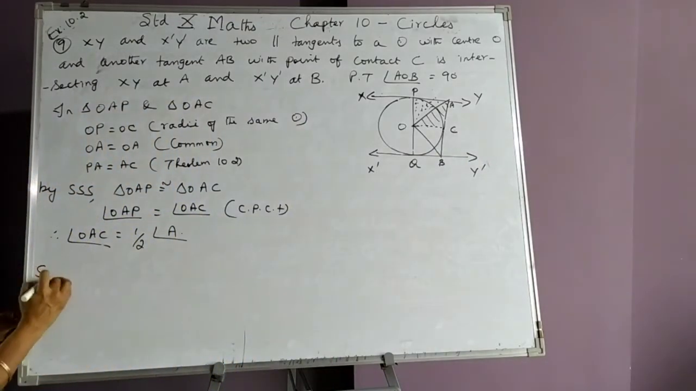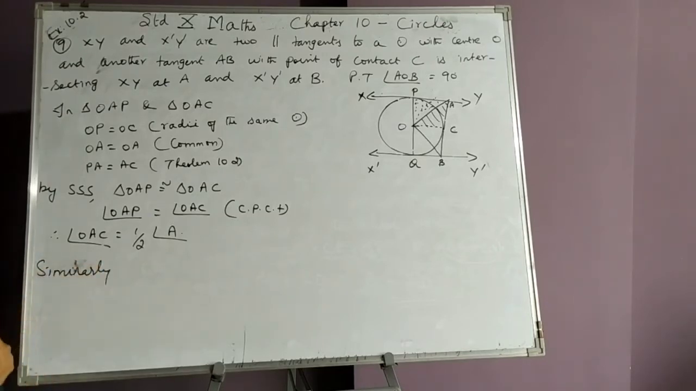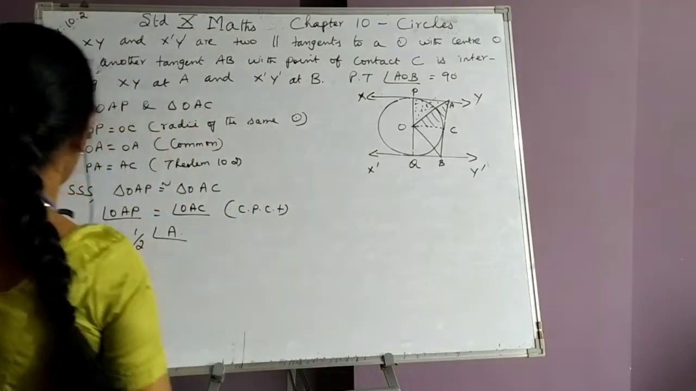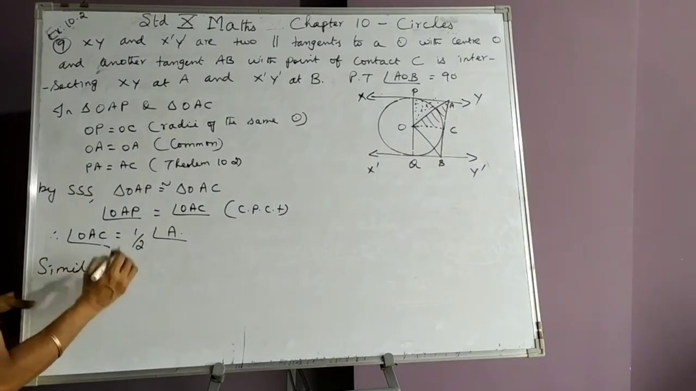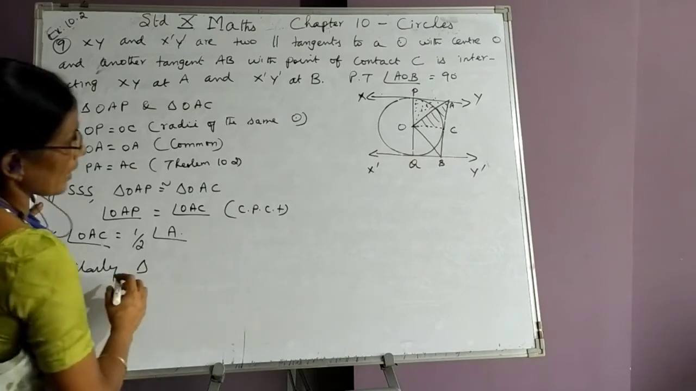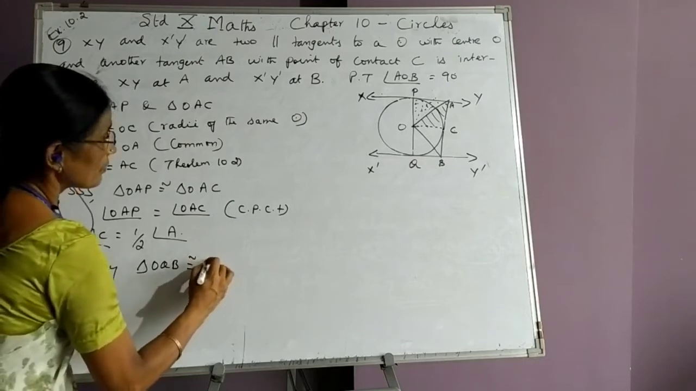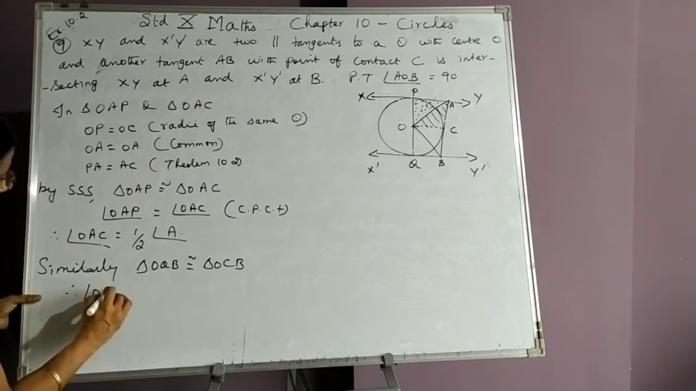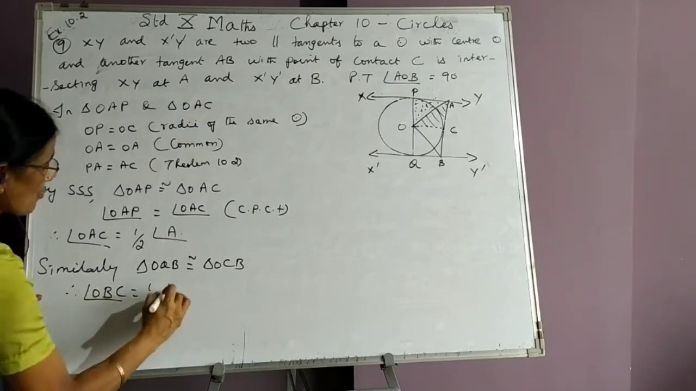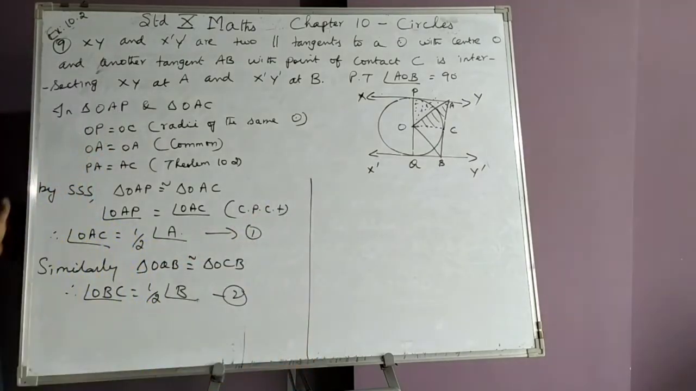So, we are going to write similarly, triangle OQB is congruent to triangle OCB. Therefore, angle OBC is equal to half of angle B. Right. Now we are going to add these two.